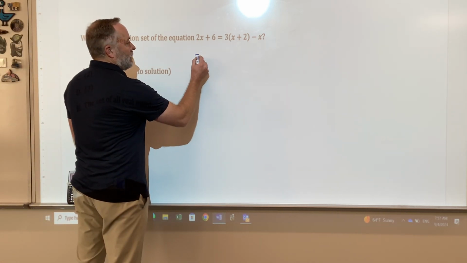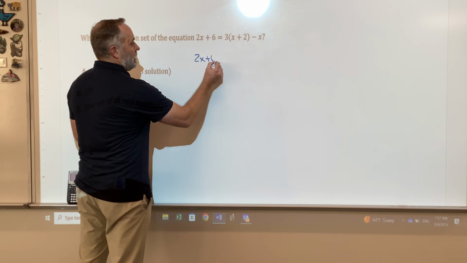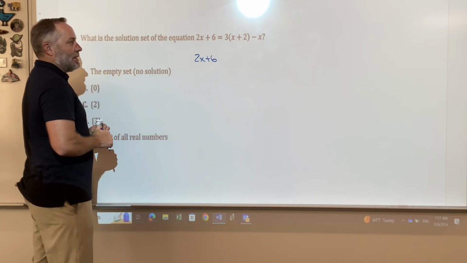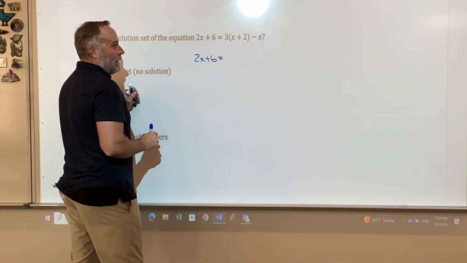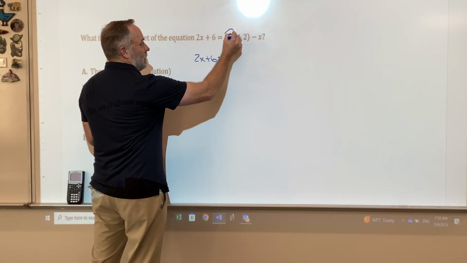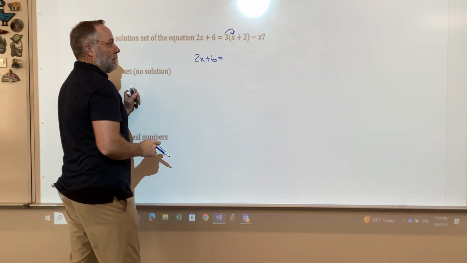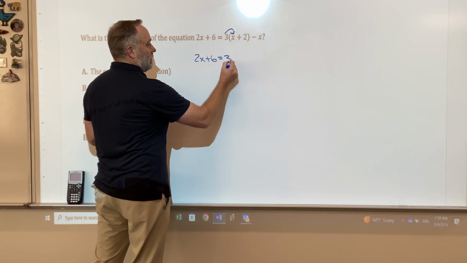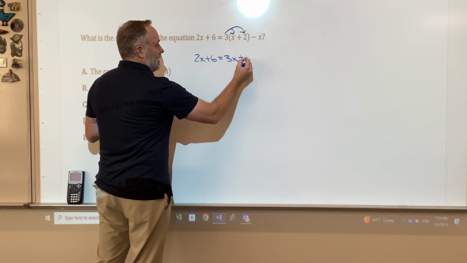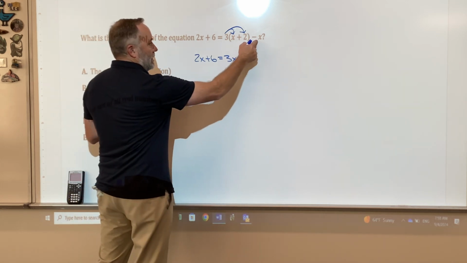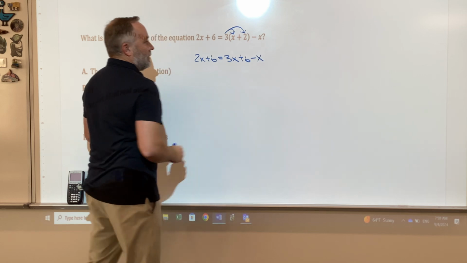The left side, there's nothing we need to do yet, so we'll keep that 2x plus 6. The right side, that 3 is being multiplied by both the x and the 2. Sometimes we show that. This is the distributive property by doing 3 times x, which is 3x, and 3 times 2, which is 6. All right, and then we still have this minus x.